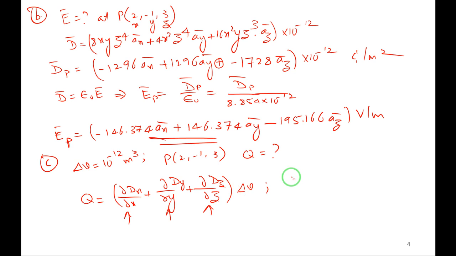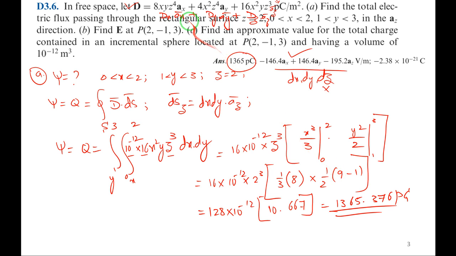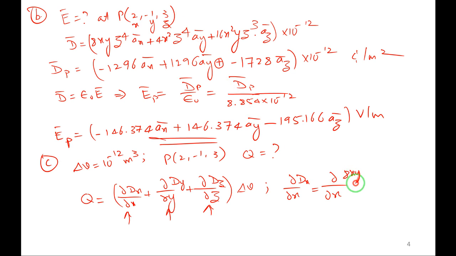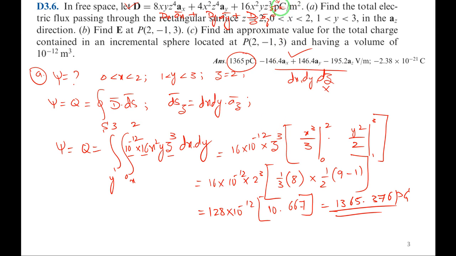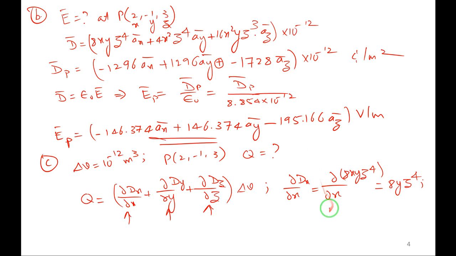So ∂Dx/∂x. Dx is what? 8xyz to the power of 4. Partial differentiation with respect to x gives 8yz to the power of 4. Then don't forget this pico, we'll take care of it at the end. So ∂Dx/∂x is 8yz to the power of 4.